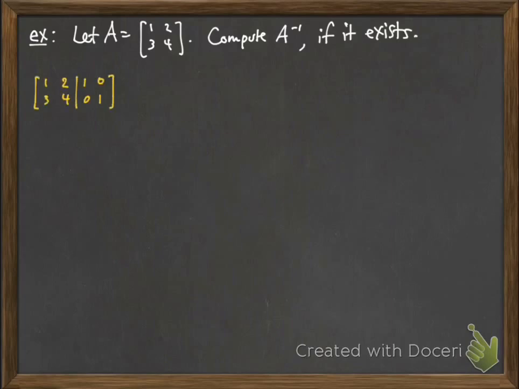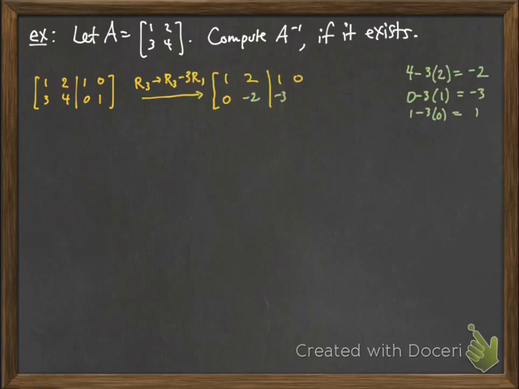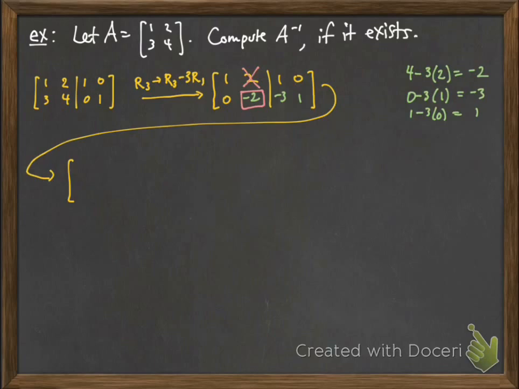So I construct this augmented matrix, 1, 2, 3, 4, and a vertical line to remind me where the divider is, and then the 2 by 2 identity matrix. And I do my elementary row operations. I can replace R2 with R2 minus 3 times R1. This doesn't change the first row. I get 1, 2, 1, 0, and the second row becomes 0, negative 2, negative 3, 1.